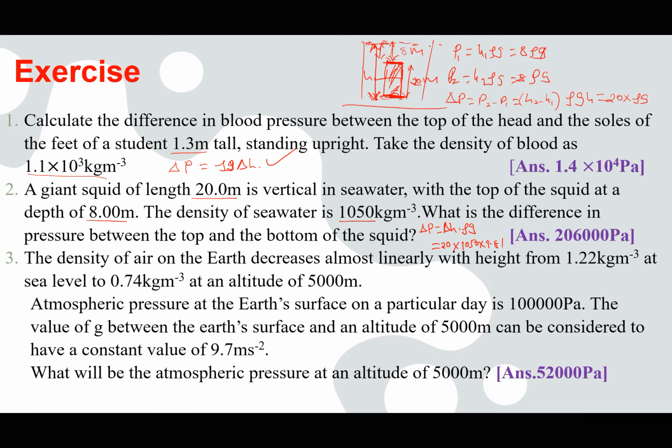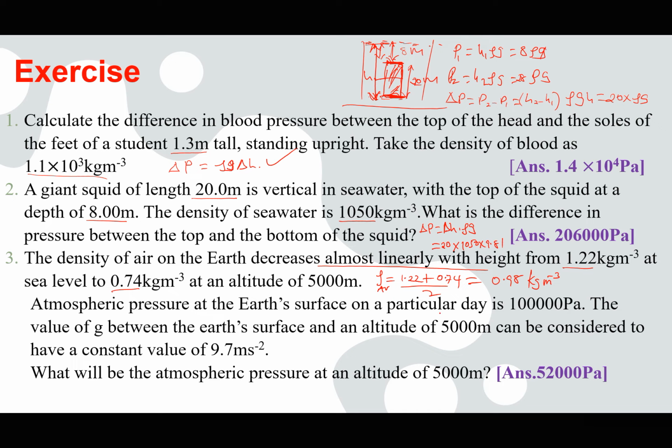The density of air on the Earth decreases almost linearly from 1.22 to 0.74. So if it decreases linearly, then the average density is the best. Average density will be 1.22 plus 0.74 divided by 2, because the decrease is linear. So the average density is 0.98 kilograms per meter cubed.